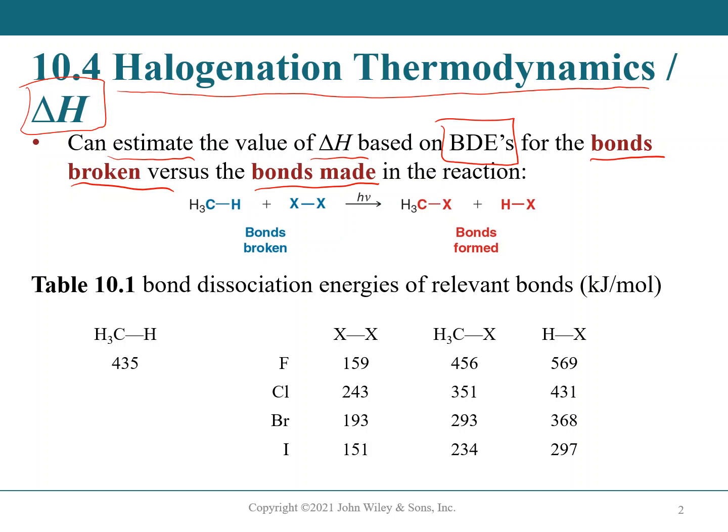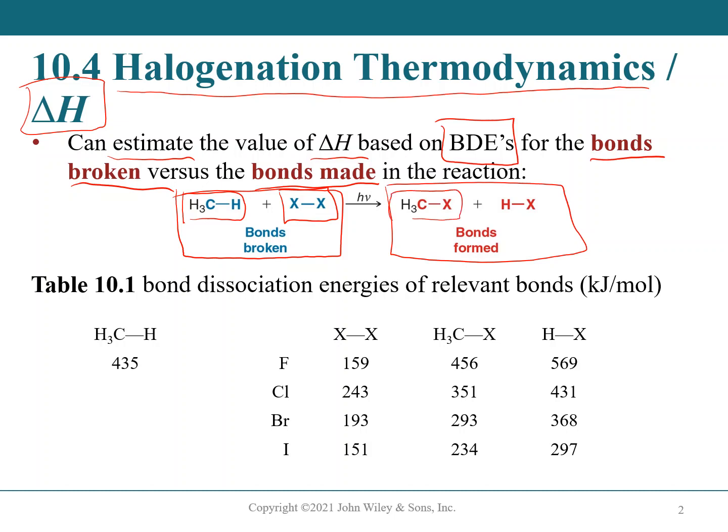So in this halogenation reaction here, we have methane breaking bonds. We're breaking a CH bond in methane. We're breaking an XX bond in the halogen. And on the right-hand side, we're forming two new bonds. We're forming a CX bond, carbon halogen bond, and a new hydrogen halogen bond. And we have a table here showing some of the bond dissociation energies of relevant bonds.